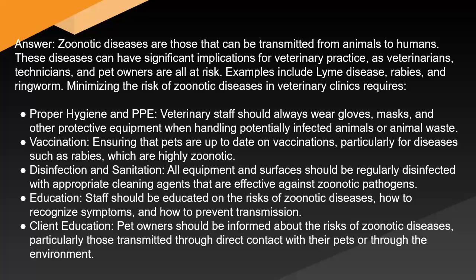Minimizing the risk of zoonotic diseases in veterinary clinics requires proper hygiene and PPE. Veterinary staff should always wear gloves, masks, and other protective equipment when handling potentially infected animals or animal waste. Vaccination. Ensuring that pets are up to date on vaccinations, particularly for diseases such as rabies, which are highly zoonotic.